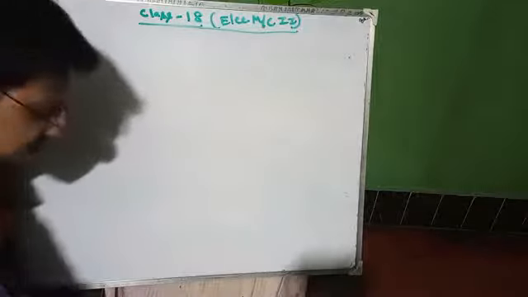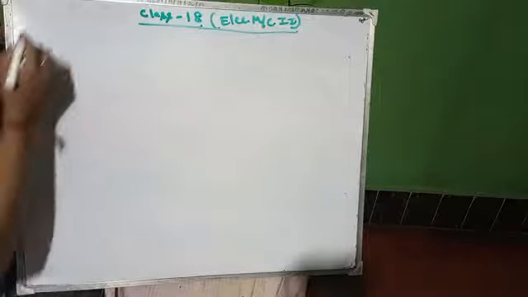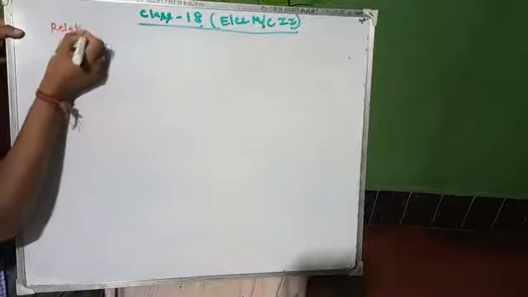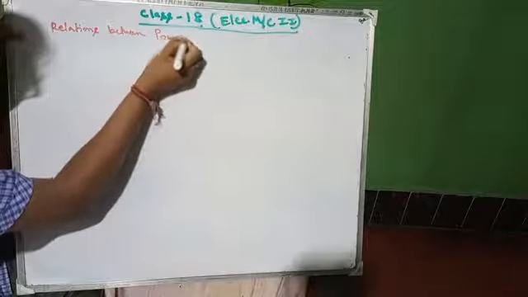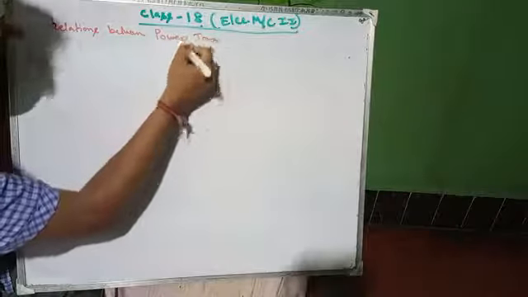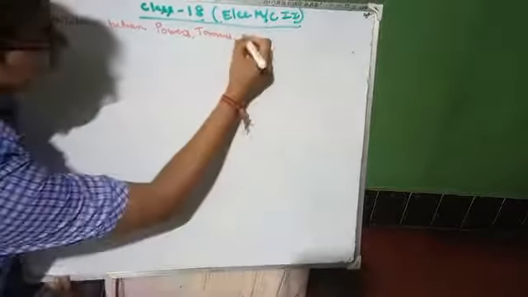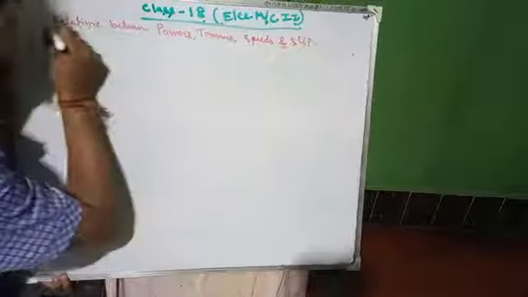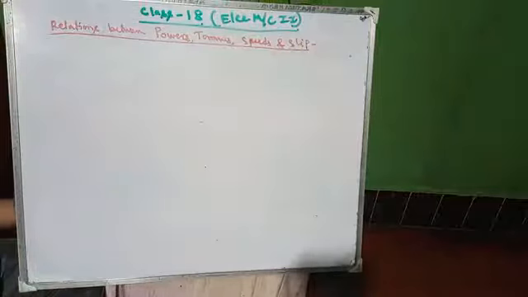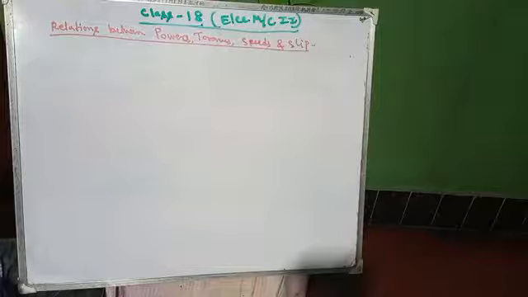So today I will complete a compact relation between power, torque, speed and slip. So, relations between powers, there are different types of powers, torques, speeds and slip. There are lots of relations, you have to remember them. So first, let us start.